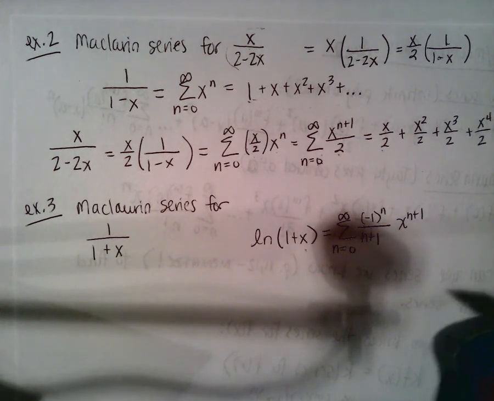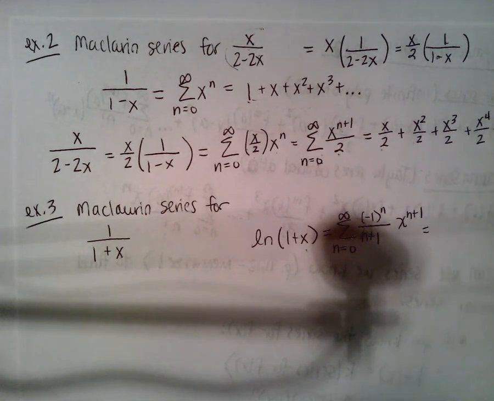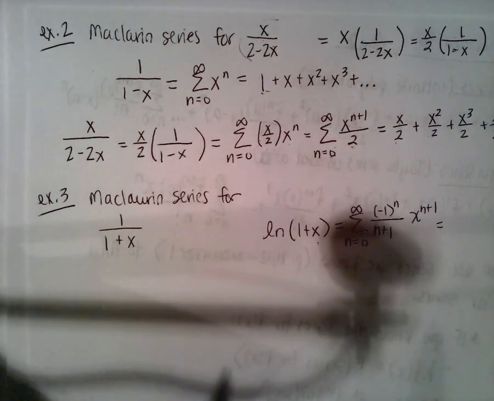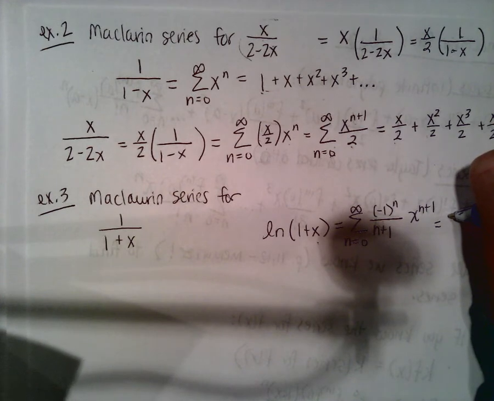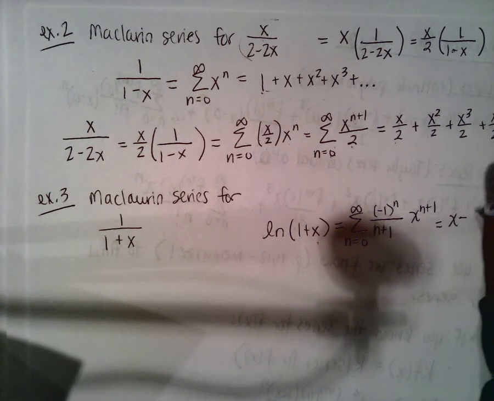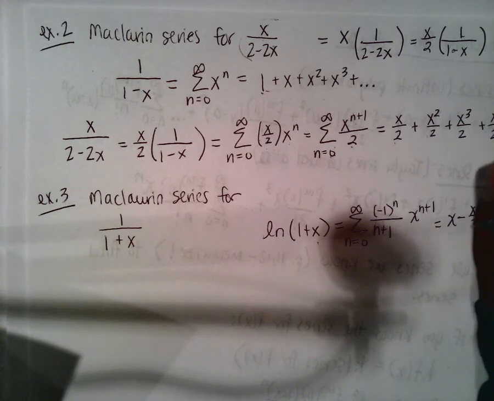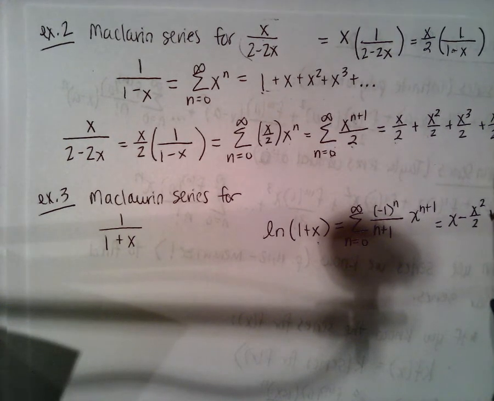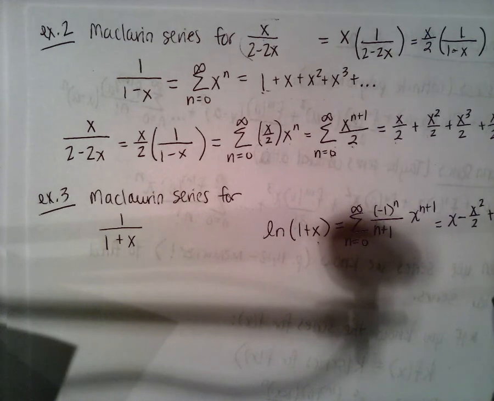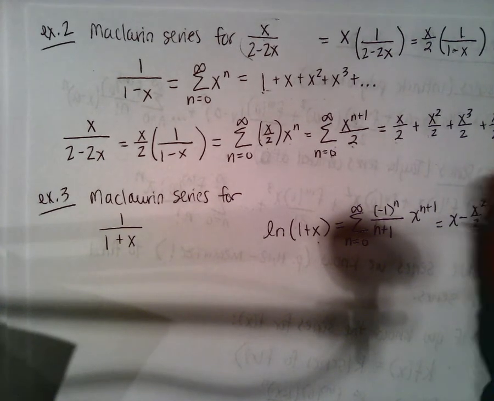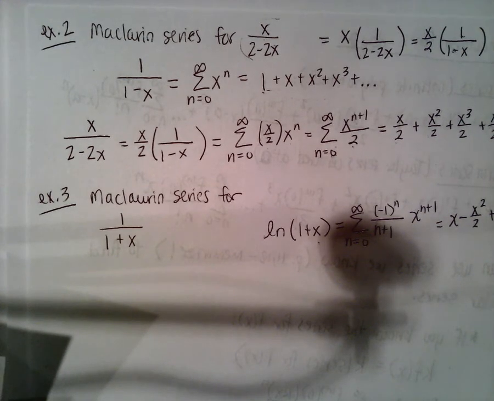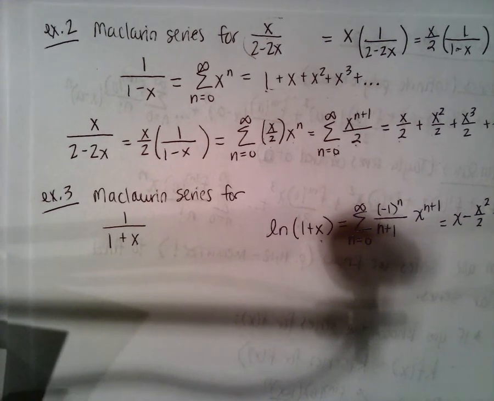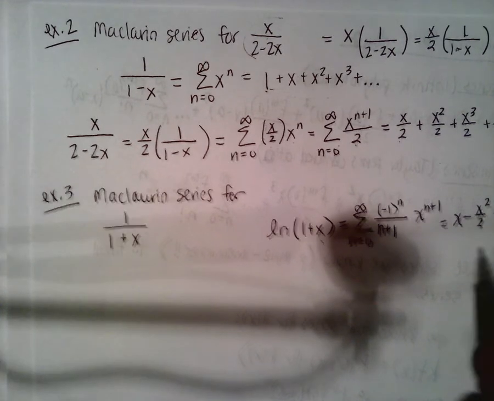Okay. So expanded out, it was, let's see, x minus x squared over 2 plus x cubed over 3, so no factorials here on the bottom, minus x to the 4th over 4, etc. So that's the series.